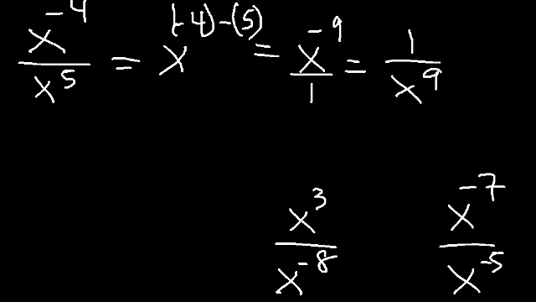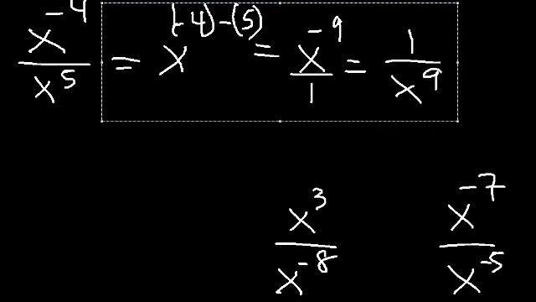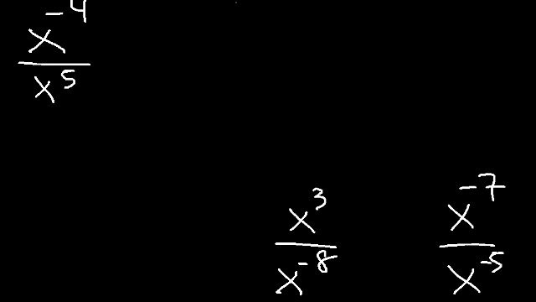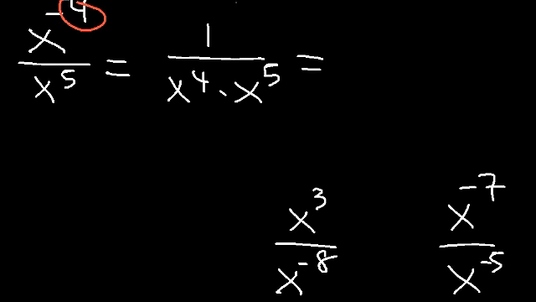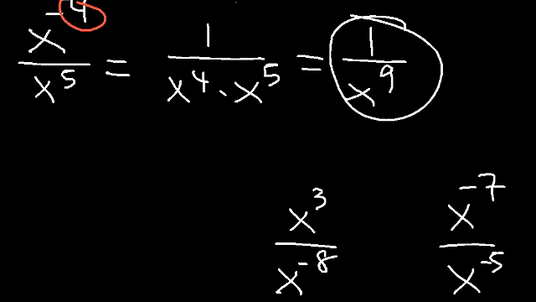Another way in which you could solve this problem, if you want to see it in a different way, you can move the x variable from the top to the bottom. If you do that, the negative 4 will become positive 4. So this is 1 divided by x to the 4th times x to the 5th. And we know that x to the 4th times x to the 5th is x to the 9th because 4 plus 5 is 9. So that's another way, or a quicker way, to get the same answer.